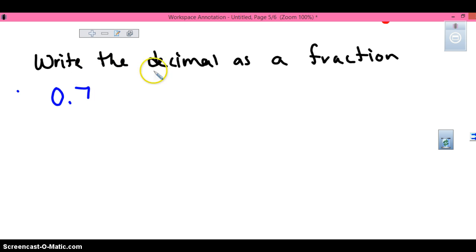Okay, we have to write the decimal as a fraction. So this is a terminating decimal. That means that it ends right here. It's just 0.7. The 7 is not repeating or anything like that. So we have to write the decimal as a fraction. We have to look at the place value of the last digit in the decimal to determine the denominator of the fraction. So what's the place value of the 7? 10. So we would write this as 7/10.